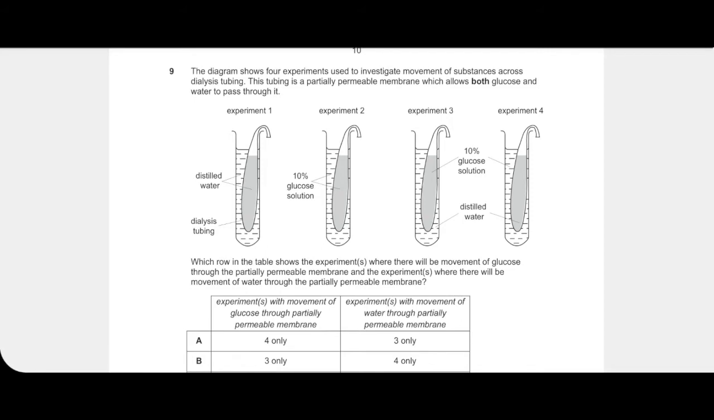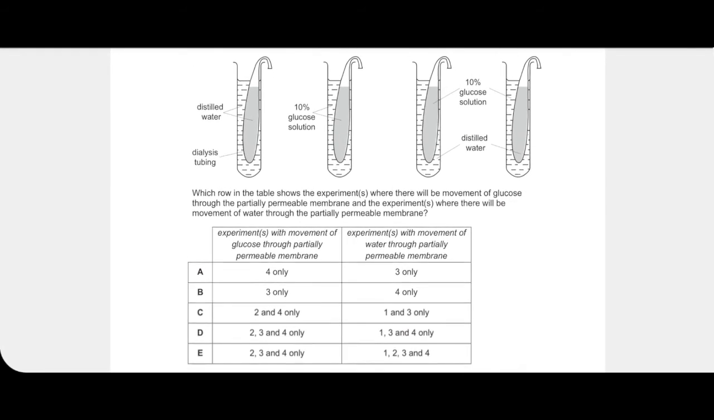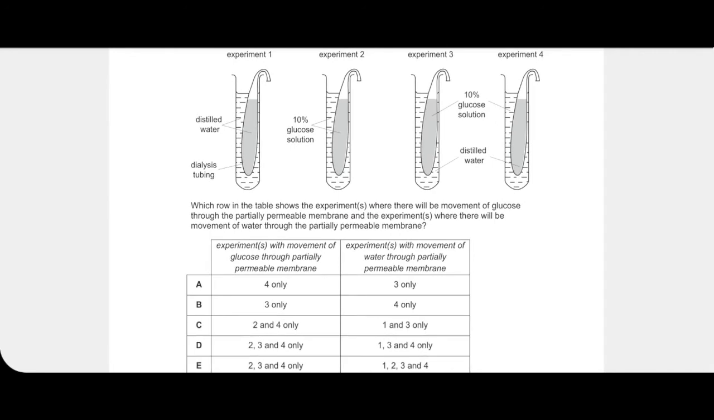So, which row in the table shows the experiments where there will be movement of glucose through the partially permeable membrane, and the experiment where there will be movement of water through the partially permeable membrane? Now, this question is really easy if you read it properly. It doesn't refer to the net movement of these molecules, but rather refers to the movement of these molecules. So, armed with this knowledge, let's answer the question.